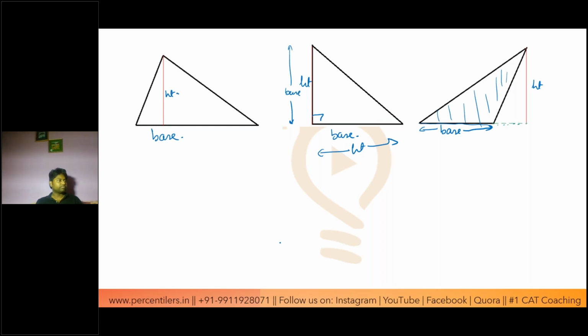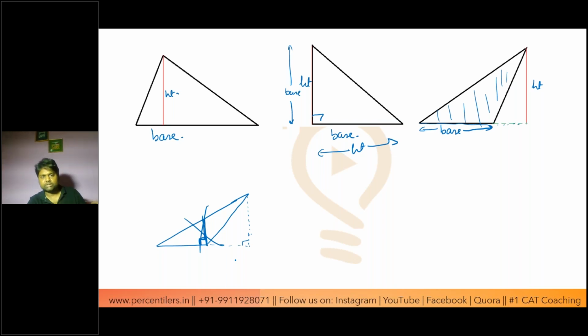Height or altitude is the perpendicular coming from the opposite vertex. The perpendicular that is coming from the opposite vertex. है ना? कभी कभी क्या होता है? Sometimes there is an obtuse triangle and people by mistake take this as height. Drop a perpendicular and this becomes the height. This is not the height. Height should come from the opposite vertex. Vertex, understand vertex. And should strike the base at 90 degree, even if it is outside the triangle. Okay.